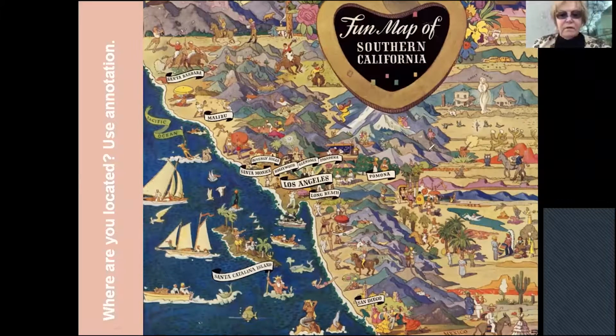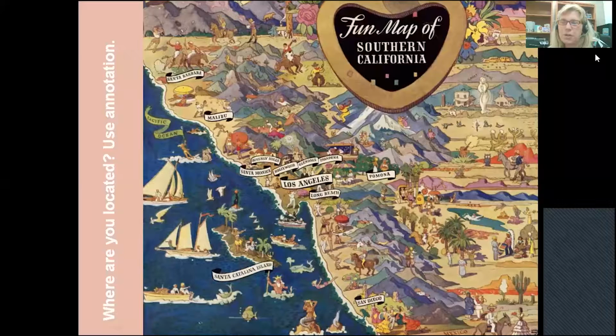Take your fun map of Southern California. Take your mouse, go up to the top. Do you see a little green horizontal bar? It says sharing and screen or something like that. Go to the right of it, view options. There you go. Click on that and choose annotate. It's at the top of the screen. What did you do to get there?